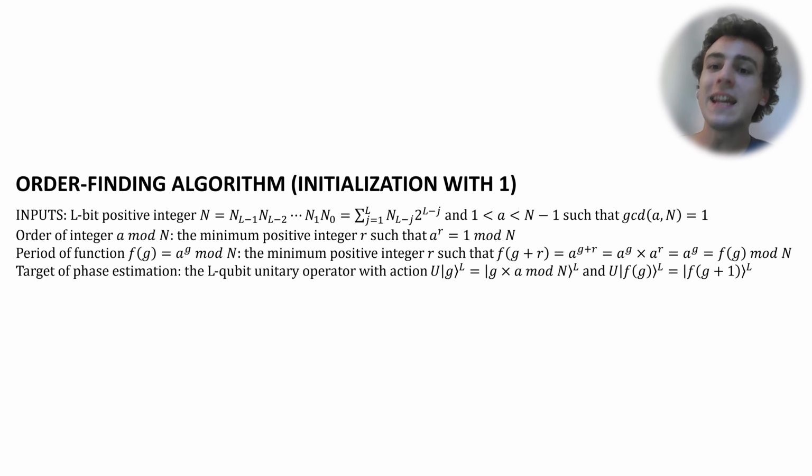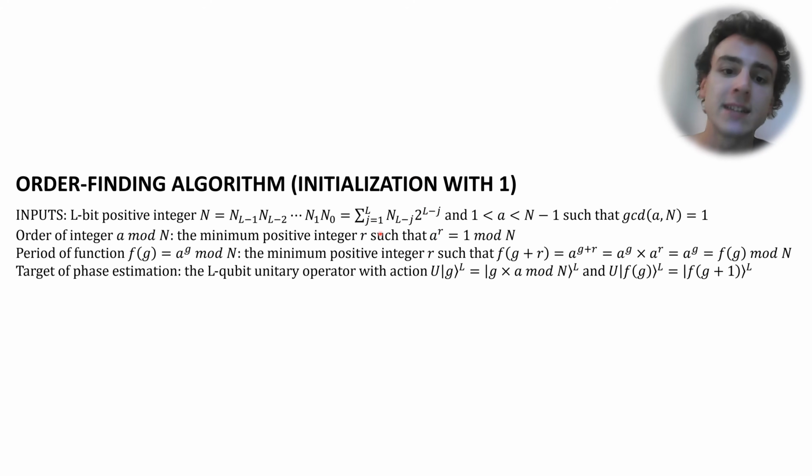Let's define the inputs of the quantum order finding algorithm. First, consider the L-bit positive integer denoted by capital N. Capital L is the minimum number of bits it takes to represent this positive integer in binary. We have two different notations shown over here. On the left, we have a string of L bits. Each of these bits are specified by a subscript. And that subscript matches the power of 2 that bit gets multiplied by in this sum on the right.